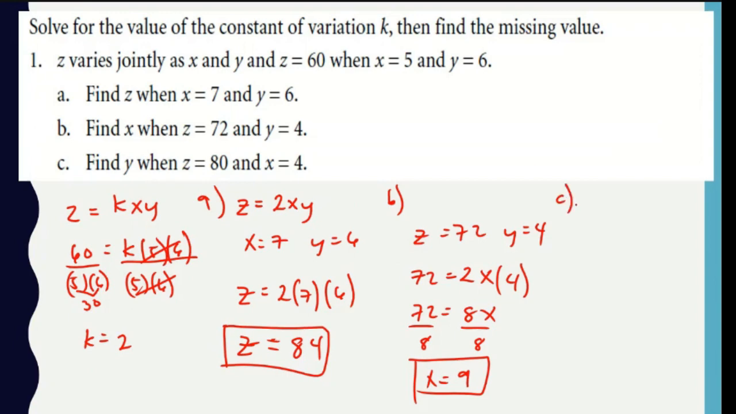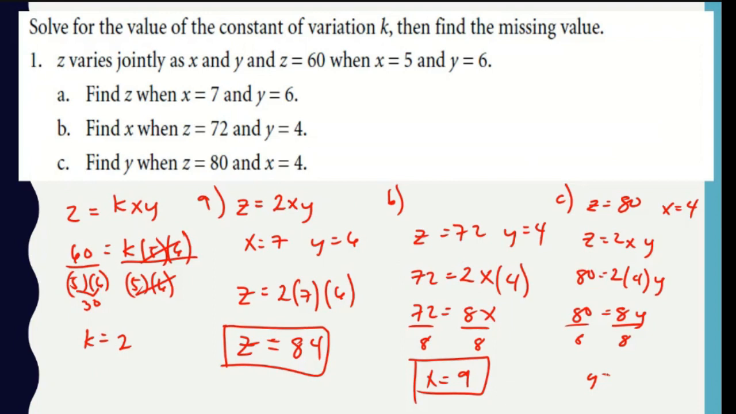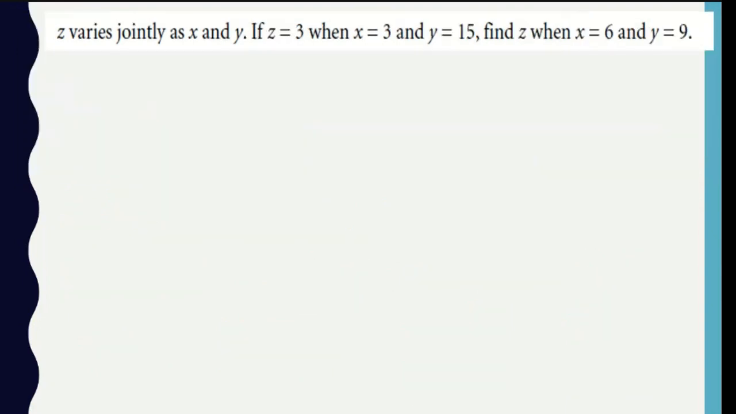And let's have C. Find y when z is 80 and x is 4. So I will use the equation of variation that we had. So z is equal to 2xy. So 80 is equal to 2 times x, which is 4, and y is the missing variable. So 80 is equal to 2 times 4, 8y. Dividing both sides by 8, y is equal to 10. So that is the values of the missing variables. Let's move on to number 2.